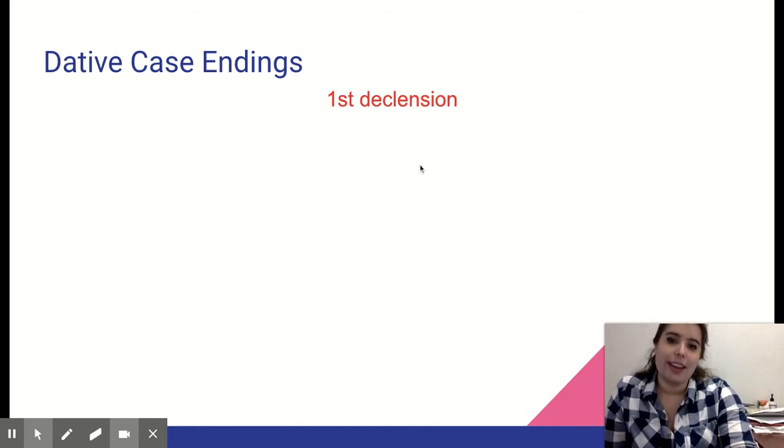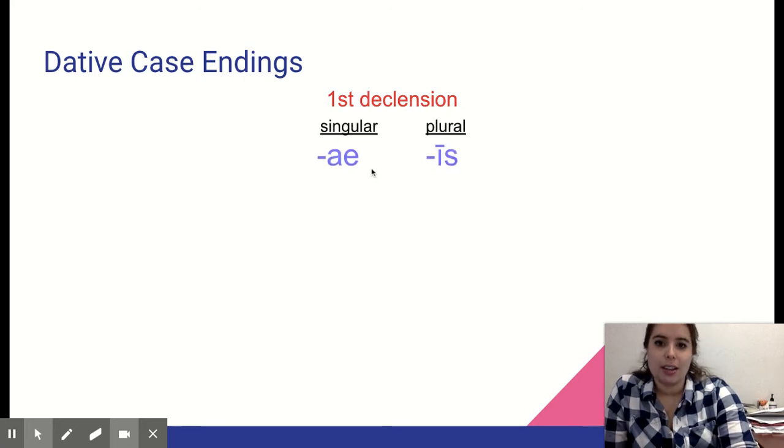So for the dative case, our new first declension endings are AE in the singular, and plural dative is a long IS. Now, this ending might look a little familiar, and we'll talk about that in just a little bit. Remember, first declension are nouns that end in A, so we still see that kind of A pattern here.